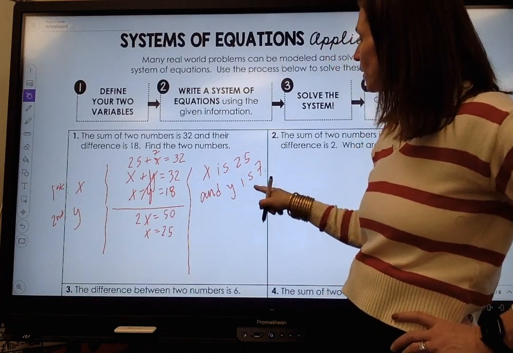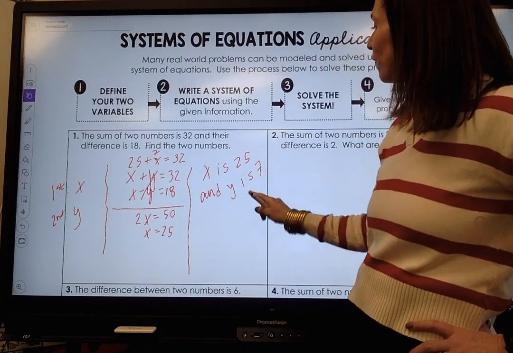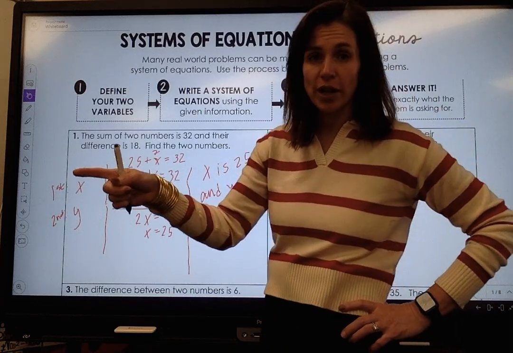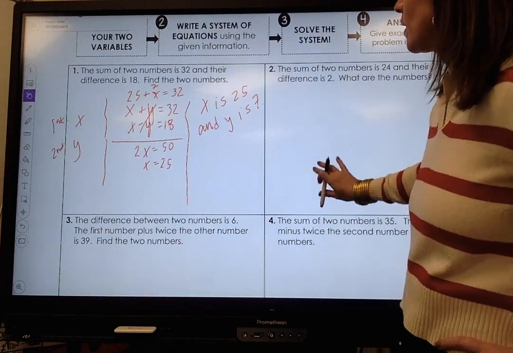Do they add up to 32? They add up to 32, and then if I subtract them, does it equal 18? 25 minus 7 is 18, so it checks out. All right, let's take a look at number 3.